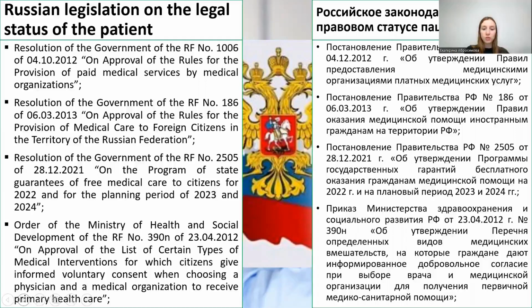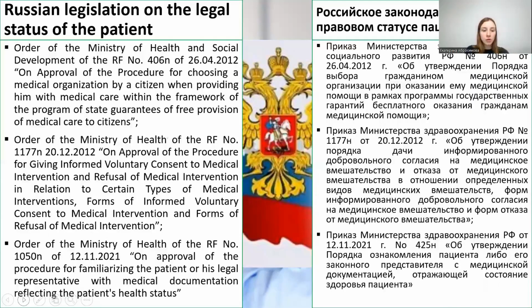Order of the Ministry of Health and Social Development of the Russian Federation on approval of the list of certain types of medical intervention for which citizens give informed voluntary consent when choosing a physician and a medical organization to receive primary health care. Order of the Ministry of Health and Social Development on approval of the procedure for choosing a medical organization by a citizen when providing him with medical care within the framework of the program of state guarantees of free provision of medical care to citizens.